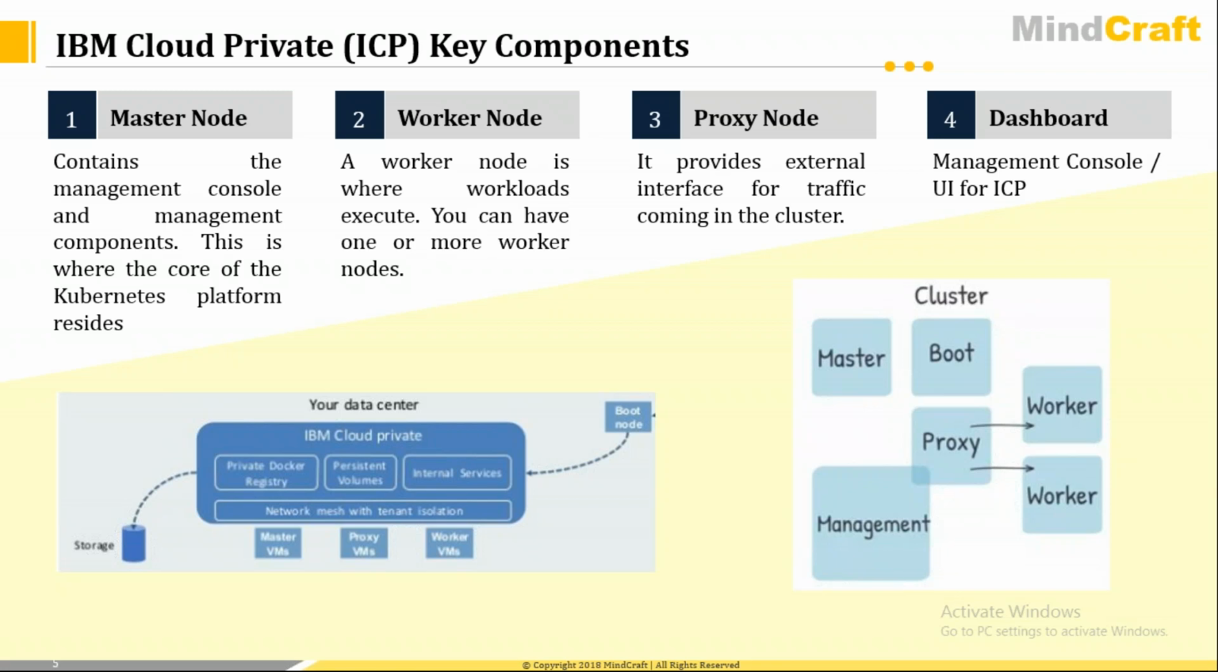Master node, it is where the management console and the Kubernetes components reside. Worker node, this is where your actual workload is executed or run. Proxy nodes, this is used to provide an external interface service for incoming traffic to connect to your cloud and its applications.